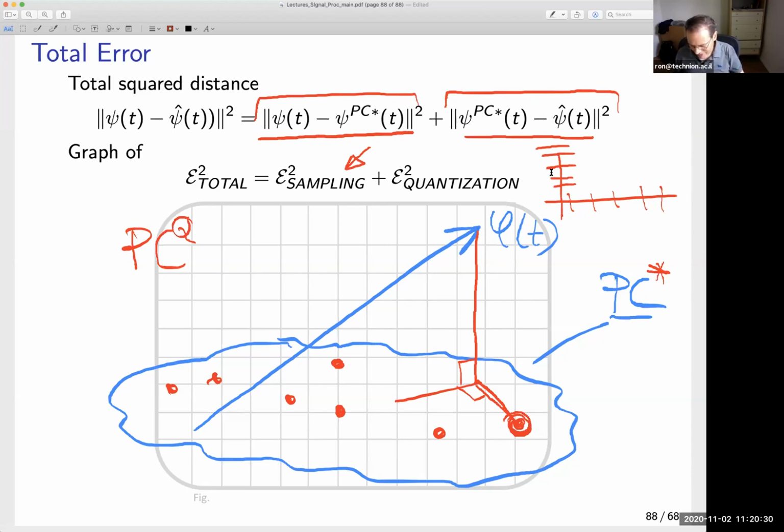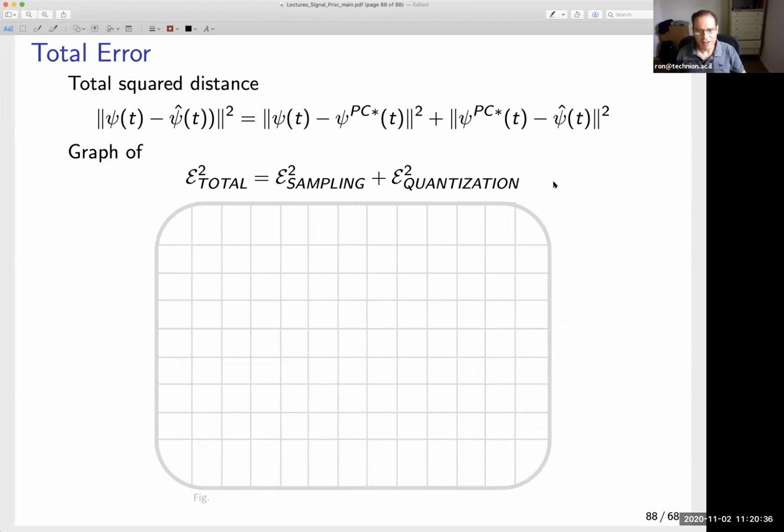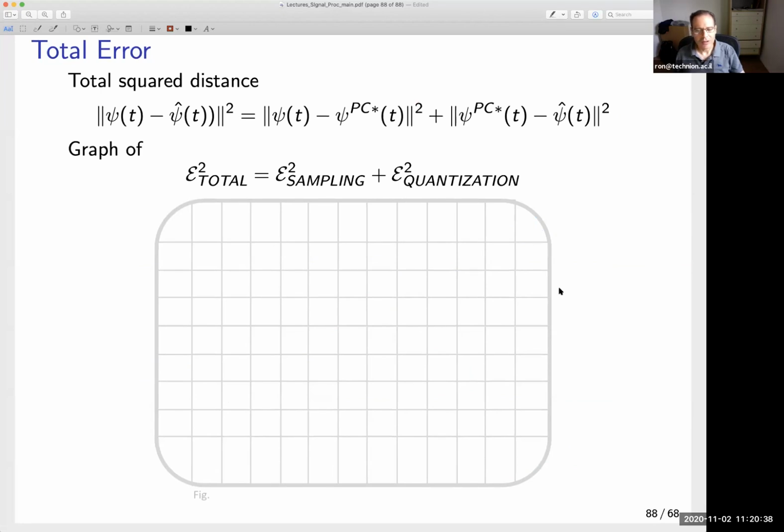And to that end, what we do is jump immediately to the next chapter, to chapter 4.